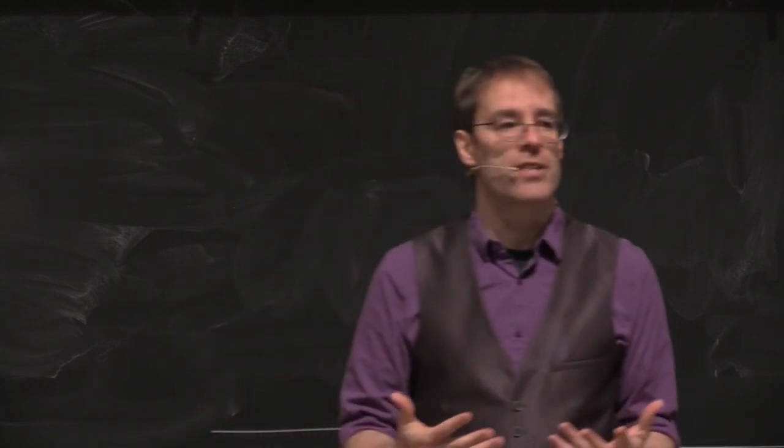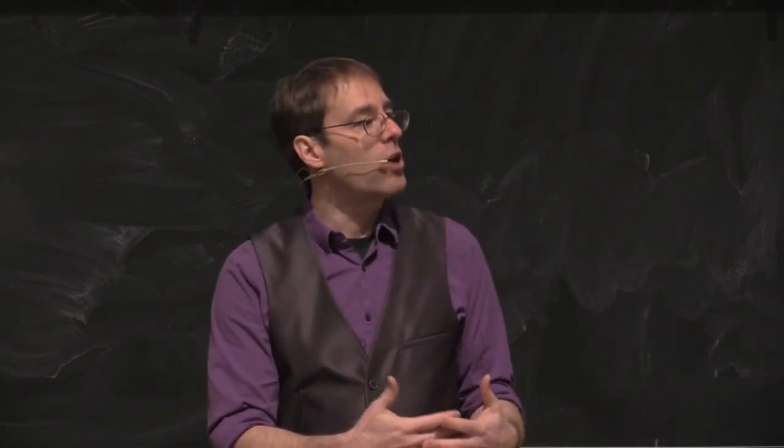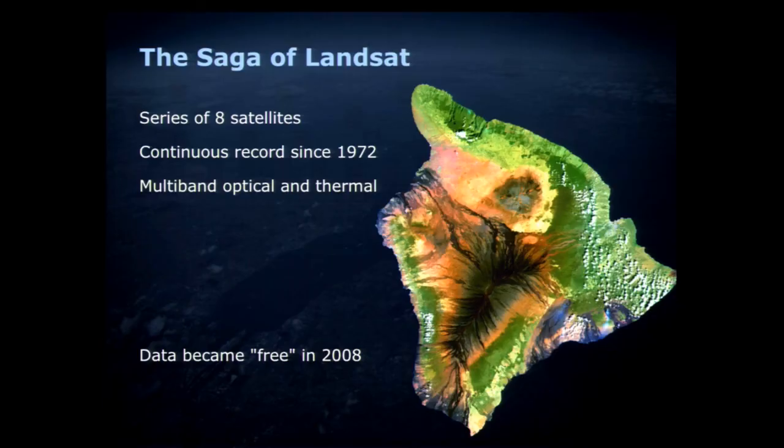And with all these extra bands, you can do a lot more than just look and see what's on the Earth. You can actually start distinguishing between different things. So you can distinguish between different kinds of trees, different kinds of crops, different kinds of minerals on the surface. So all these extra bands let you do some discrimination.